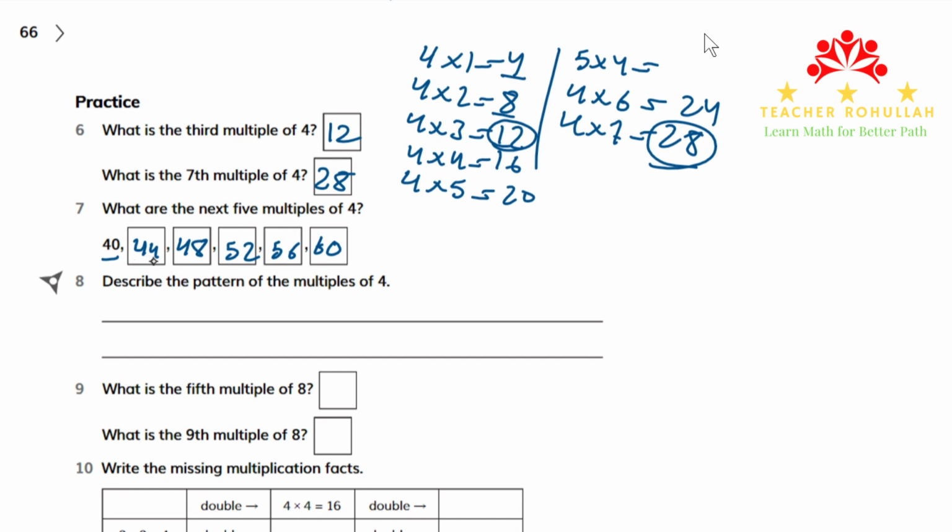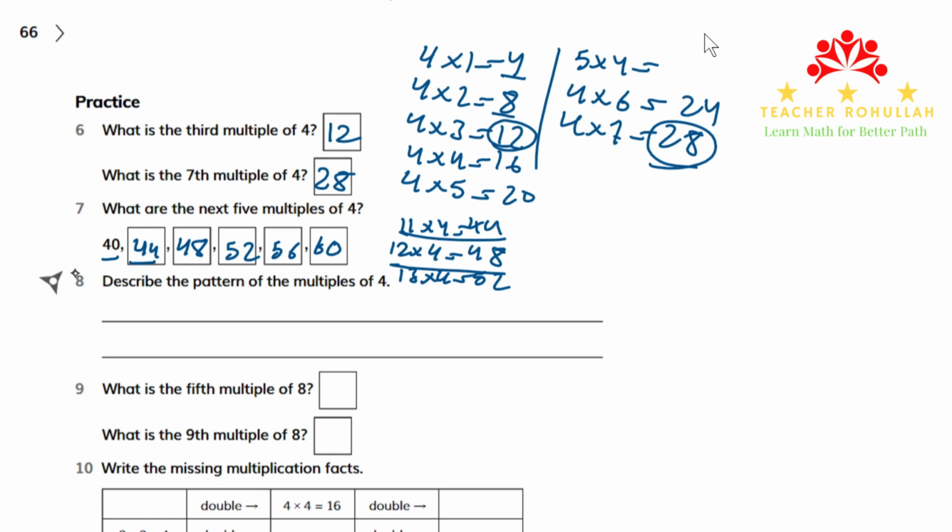So 44 we can get by multiplying with 11. We know that 11 times 4 is 44. And 48 we can get by multiplying 4 with 12. So 12 times 4 is 48. They are multiples of 4. And 52 we can get by multiplying 13 by 4, which is 52. So the 5 next multiples of 4 starting from 40 are 44, 48, 52, 56, and 60.